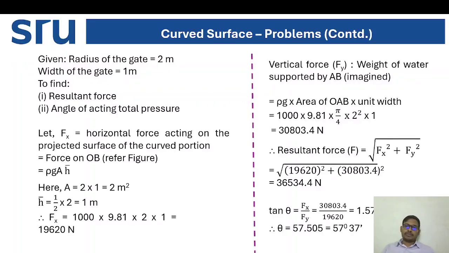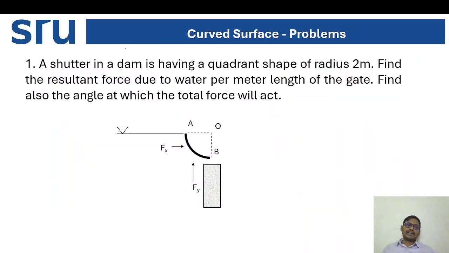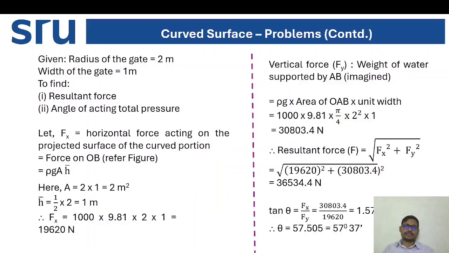So shall we have one problem? A shutter in a dam has a quadrant shape of radius 2 meters. Find the resultant force due to water per meter length of the gate. Find also the angle at which the total force will act. So this is the thing, A and B, Fy and Fx. Now you see, the given radius of the gate is 2 meters and the width of the gate is 1 meter, and we need the resultant force and the angle of the acting force.